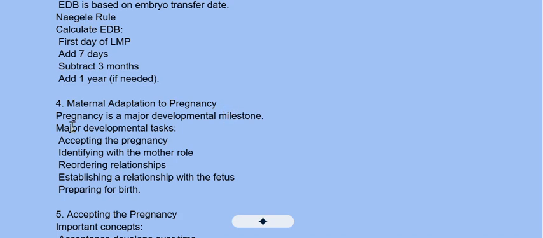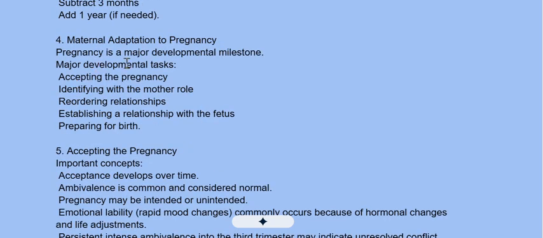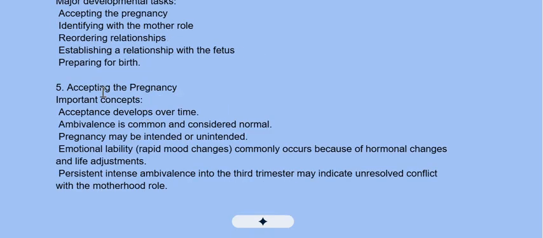4. Maternal adaptation to pregnancy. Pregnancy is a major developmental milestone. Major developmental tasks: accepting the pregnancy, identifying with the mother role, reordering relationships, establishing a relationship with the fetus, preparing for birth. 5. Accepting the pregnancy. Important concepts: acceptance develops over time. Ambivalence is common and considered normal.